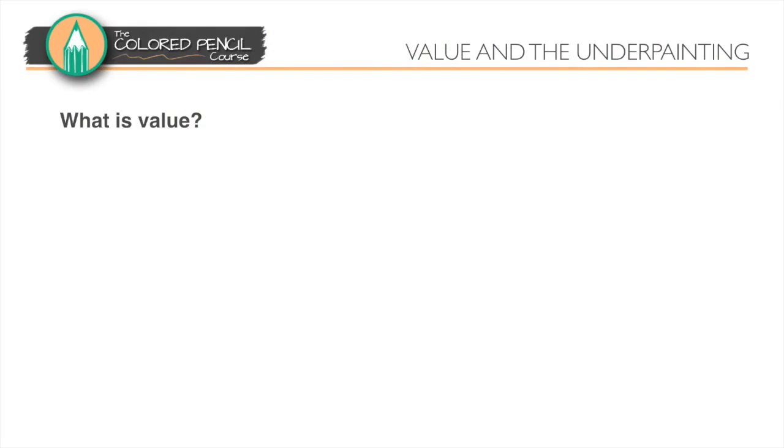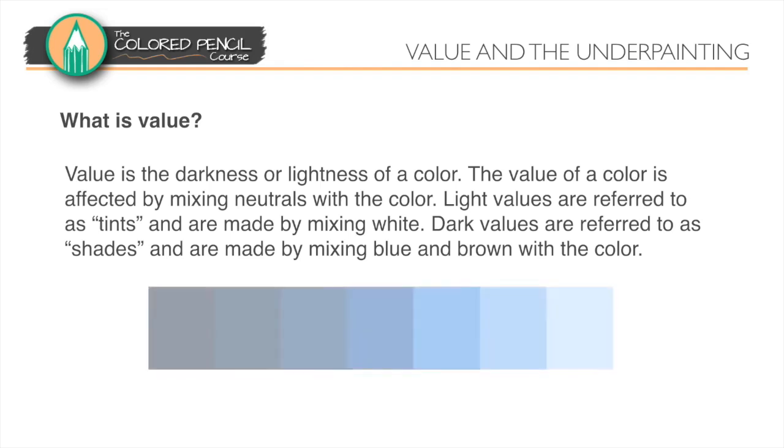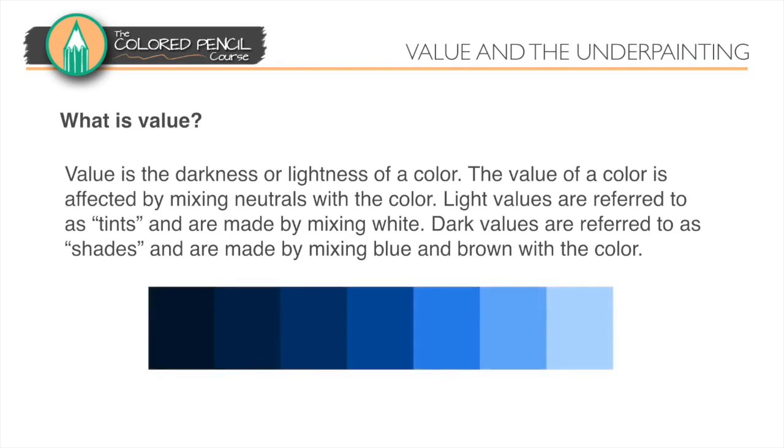Value was covered in the last module, but it is part of color theory, so we'll review it briefly here. Value is the darkness or lightness of a color. The value of a color is affected by mixing neutrals with that color. Light values are referred to as tints and are made by mixing white with the color, while dark values are referred to as shades and are made by mixing blue and brown with the color.